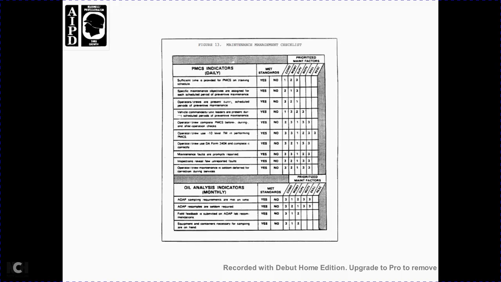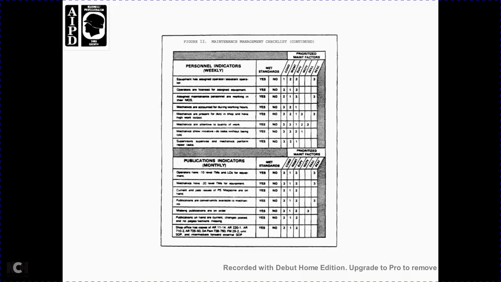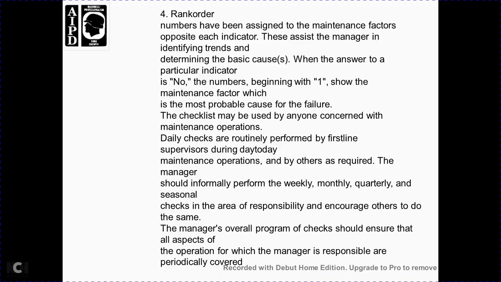Figure 13 shows the maintenance management checklist, preventive maintenance checklist, and an oil analysis indicator. The scheduled service indicators, the inspection indicators, the personnel indicator, the publication indicators monthly. 4. Rank order number that has been assigned for the maintenance factor, the opposite of each of the indicators, assists the manager to identify the train, determine the basis of the answer of the particular indicator with no number. The NO for the numbers being within 1 show of the maintenance factor for the most probable cause of the failure of the checklist may be within any way anyone concerned with the maintenance operation.